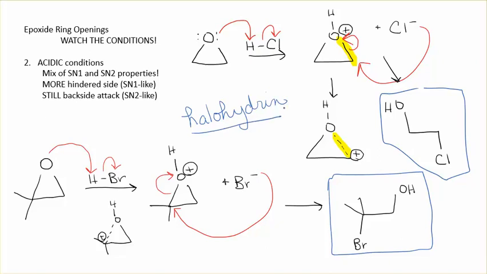And we've talked about halohydrins before. We know that we can react halohydrins with strong bases. Strong bases then would form the epoxide. So we can go back and forth between an epoxide and a halohydrin. So that's going to be important for later on when we actually do synthesis reactions.